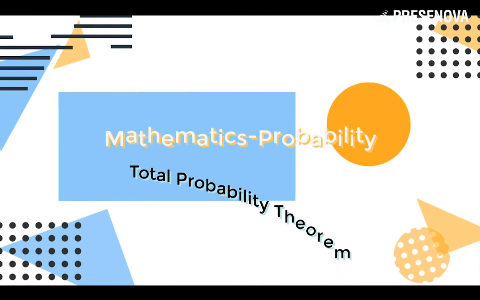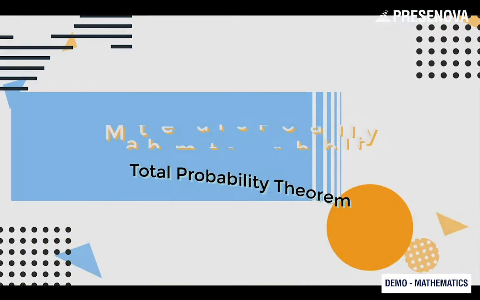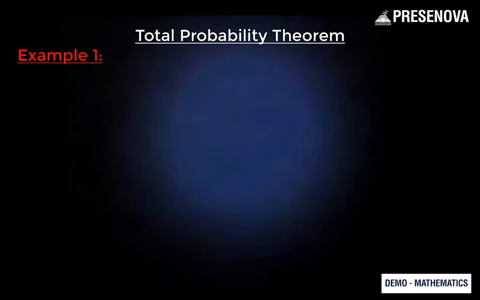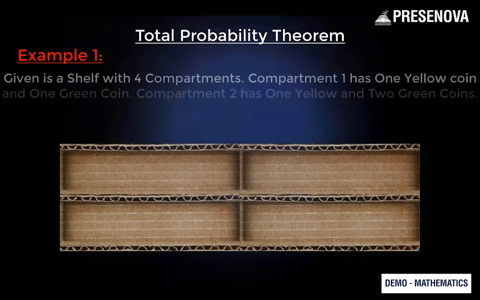In this video, we will be looking at the topic Total Probability Theorem. Before diving into the theorem, let us first solve and understand the given example. Given is a shelf with 4 compartments.